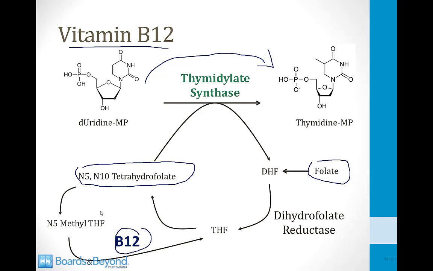The reason you need B12 is because there is some conversion of N5, N10 tetrahydrofolate into N5-methyl tetrahydrofolate, and B12 regenerates that back into tetrahydrofolate. So if you are deficient in B12, all of your folate will get trapped in this N5-methyl form, and you won't have enough N5, N10 tetrahydrofolate around in order to convert uridine into thymidine.